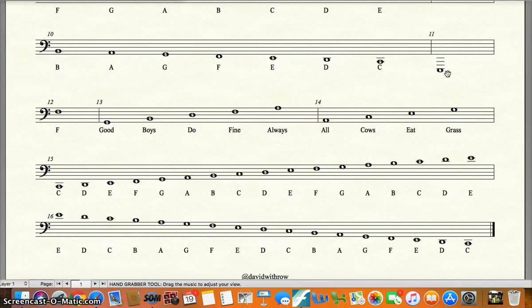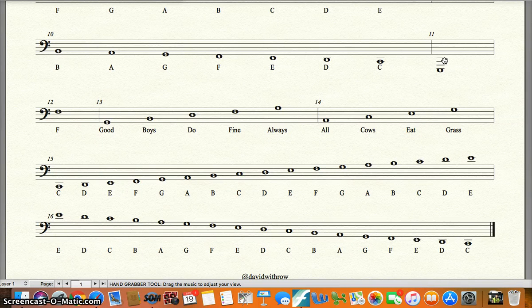What do you do with any clef going down? You go to where you know, and you're going to go backwards in the alphabet. So here's that lowest line of the bass clef. Good boys do fine always. G. Backwards to the space F. First ledger line down is E.